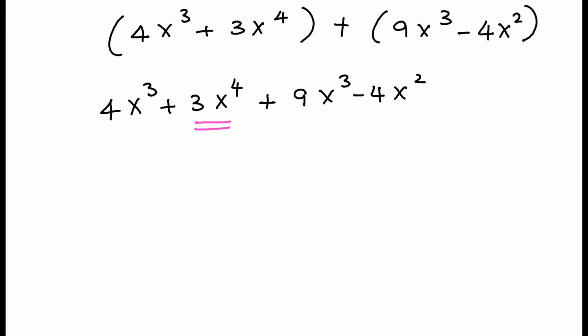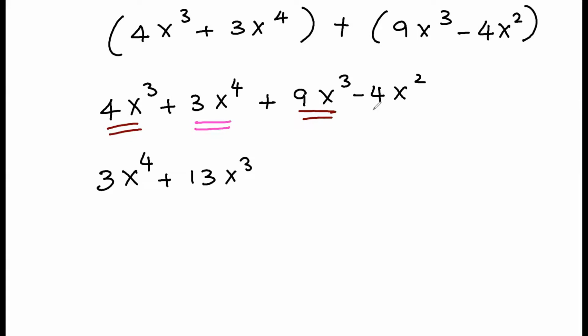So I'm going to go ahead and write this as it is. So 3x to the fourth power plus the next highest exponent is 3. So I see a 4x cubed term, and I also see a 9x cubed term. So I'm going to combine those like terms. So 9 plus 4 is going to be 13x cubed.